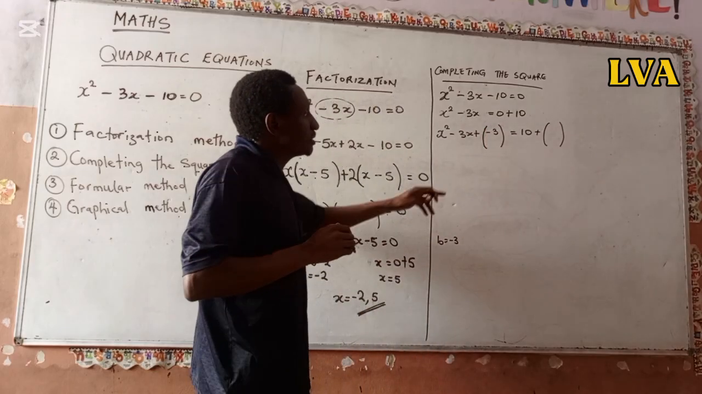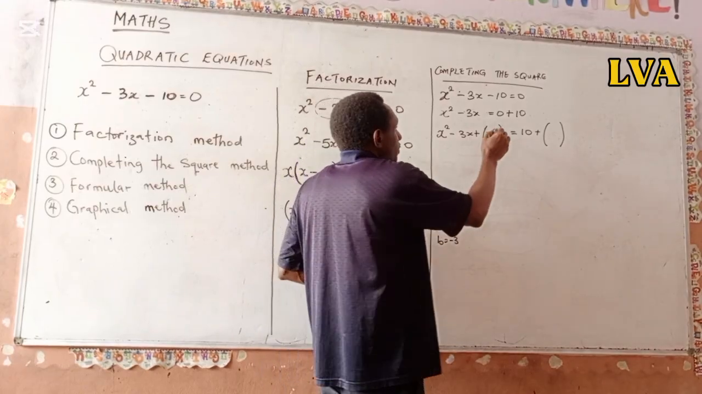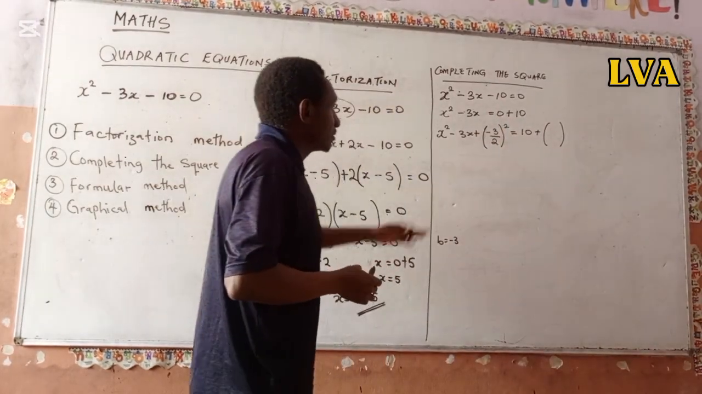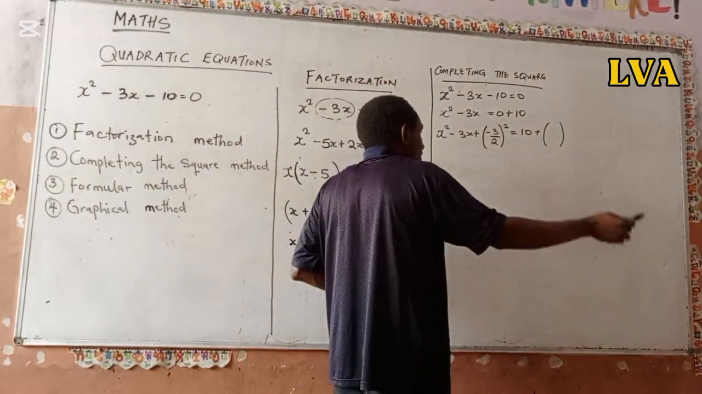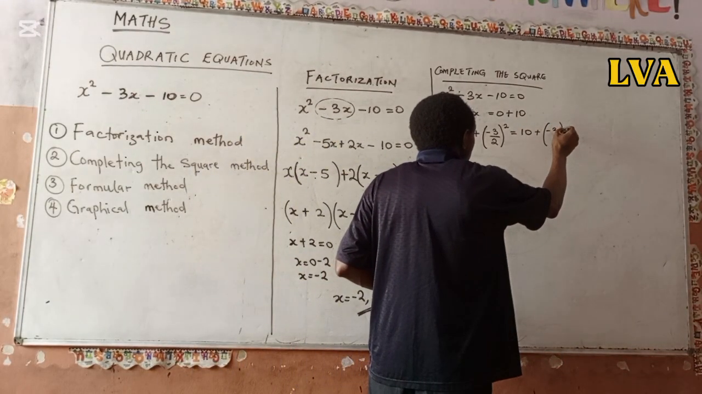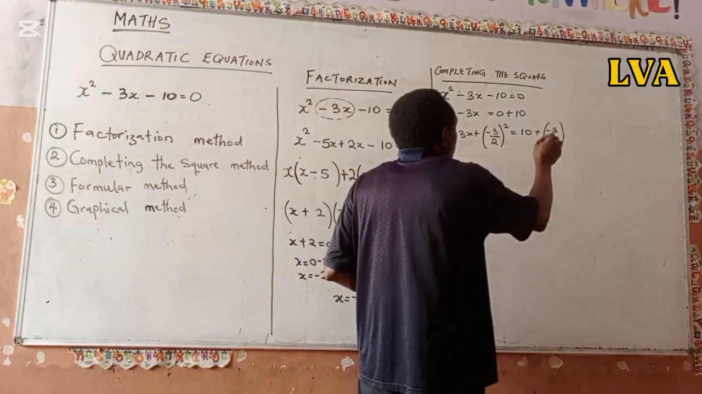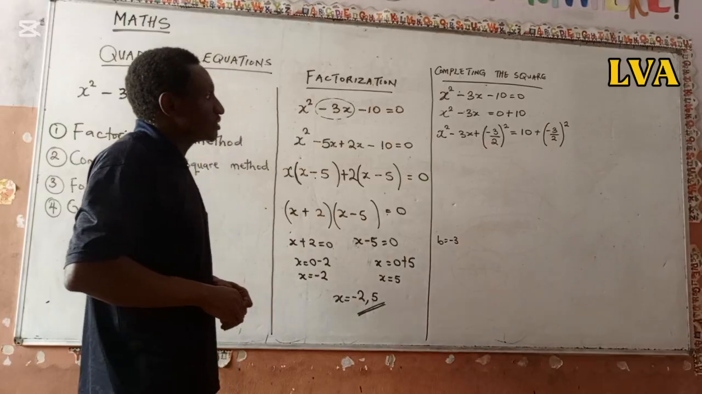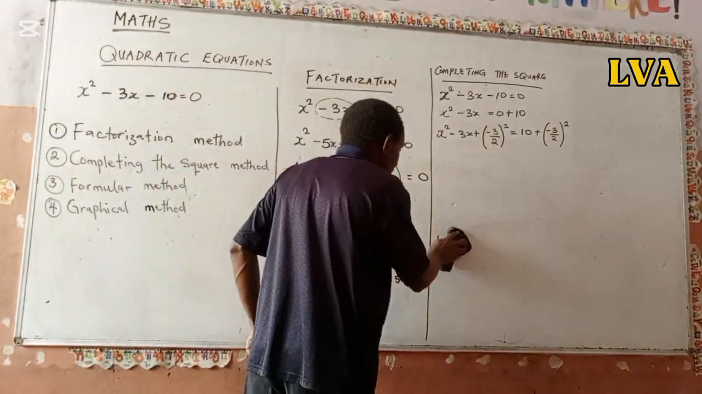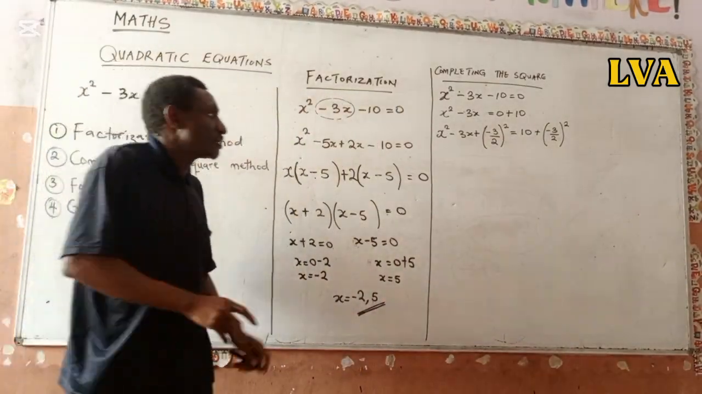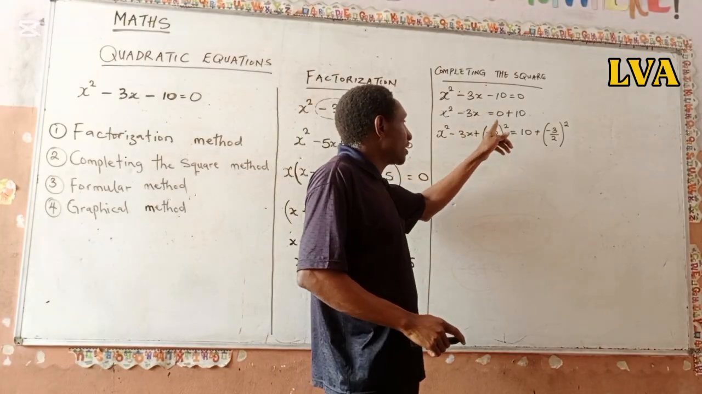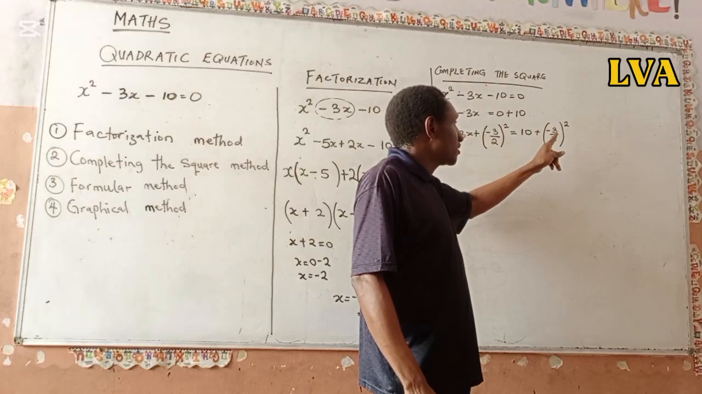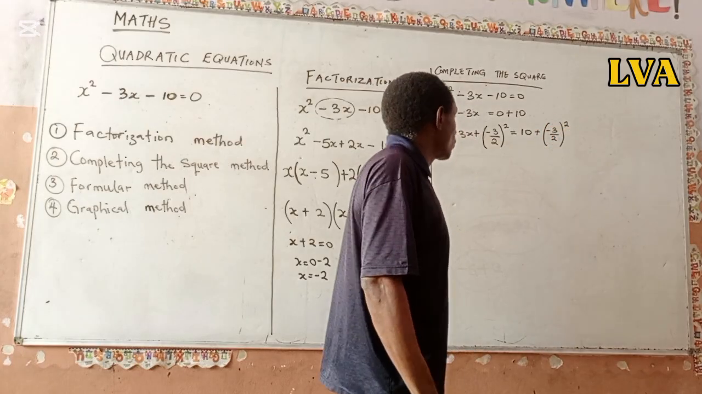Now when I bring that coefficient of x into the bracket, I will divide by 2, and then raise to power 2. This is the left. I will do the same thing to the right hand side: the coefficient of x, which is minus 3, I will divide by 2 and raise to power 2. So you will observe that the same thing I did to the left hand side is what I am doing to the right hand side: the coefficient of x divided by 2, raised to power 2.